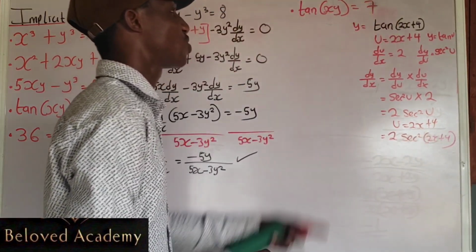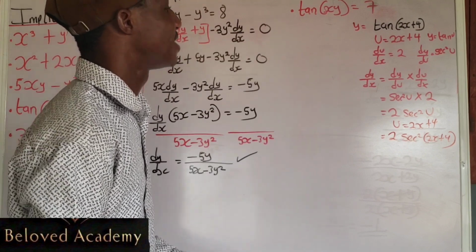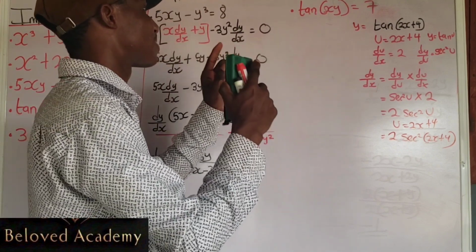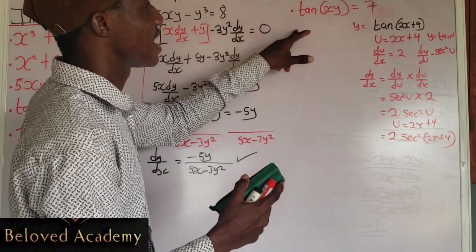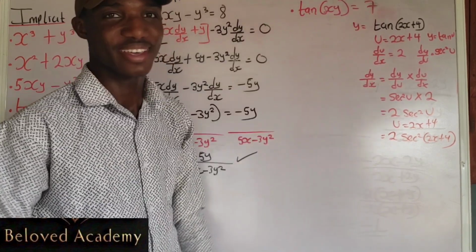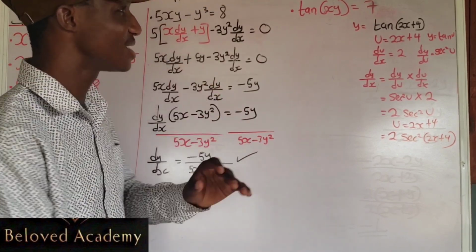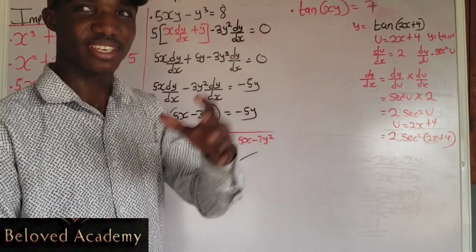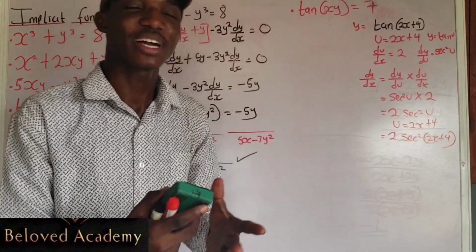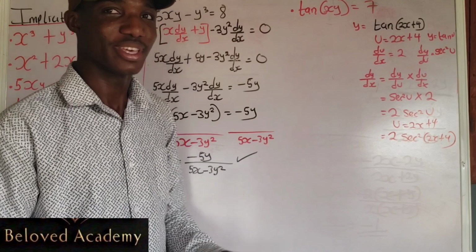Okay, now let's go back to our question. You want to find the derivative of tan xy. The derivative of tan xy will be sec squared xy multiplied by the derivative of xy. Don't worry, we're going to take it step by step, okay? Listen. There is a way you can accelerate. If you don't want to show all these steps, you can do it this way.